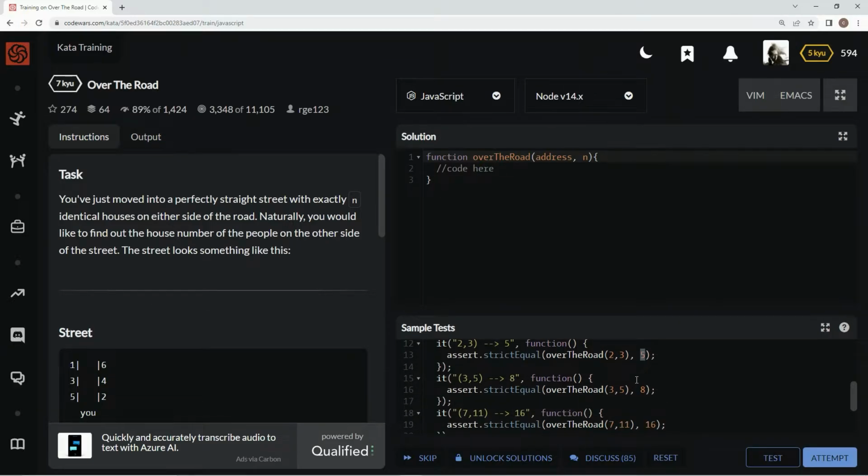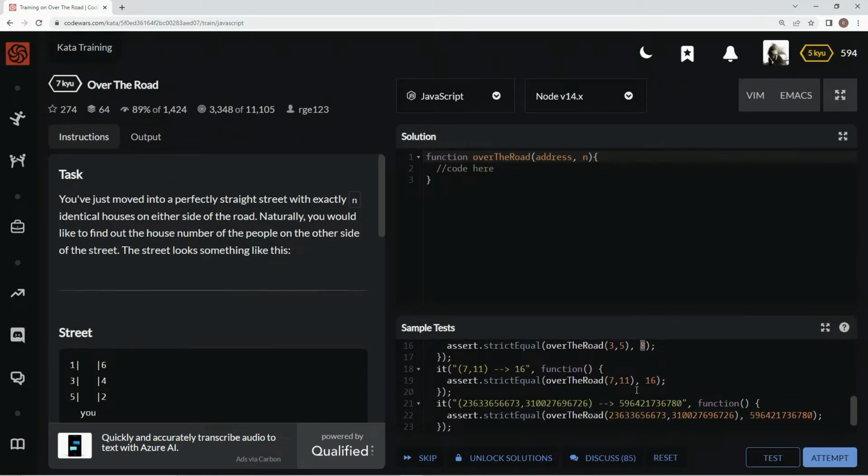Okay, do we see a pattern coming up? 10 minus 3 is 7, but we want 8, which is 1 less than what we want. And then 22 minus 7 is 15, which is 1 less than what we want. So let's come over here. Let's just say const overTheRoad equals address, n. And if you noticed, all those, when we multiplied this number by 2 and subtracted this number, it was always 1 less than the number we wanted, right?